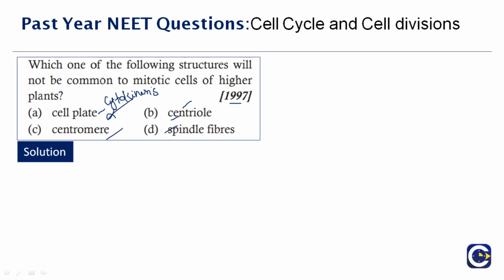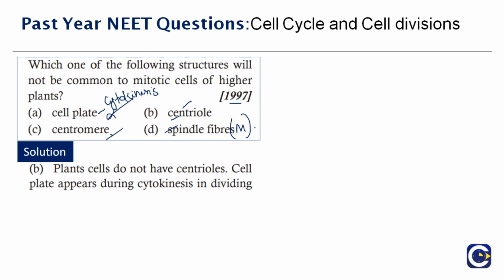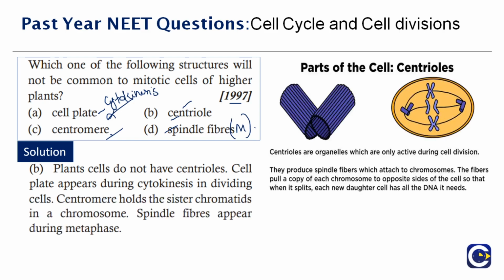Okay, so when will the centromere and spindle fiber come now? The centromere will see to it that it holds on to the sister chromatids, and the spindle fibers appear during the metaphase. Therefore, the correct answer to this question is option B, centriole. Remember that plant cells do not have centrioles. So out of the 4 options, the correct answer is option B.